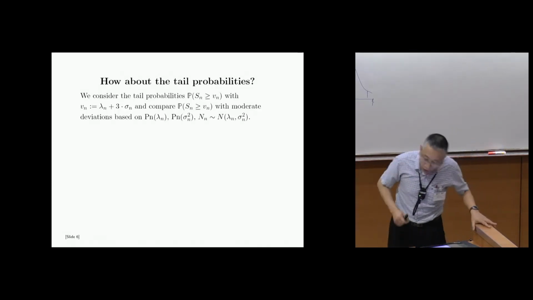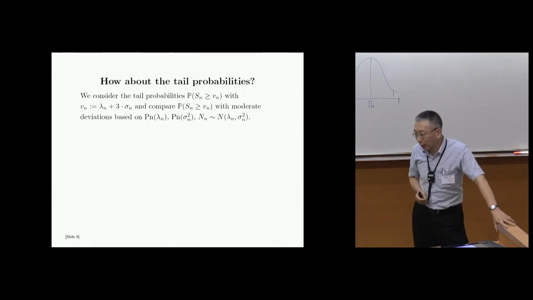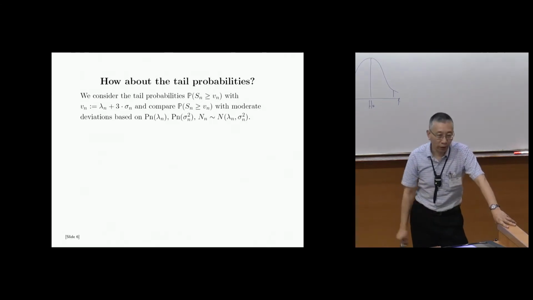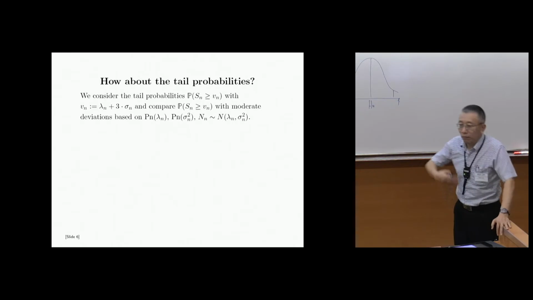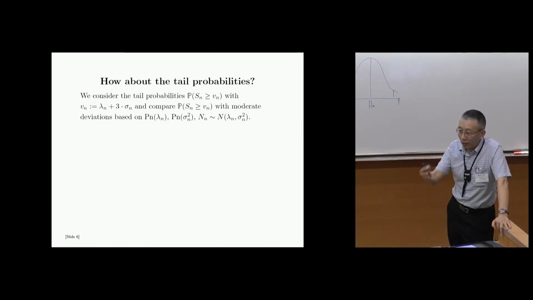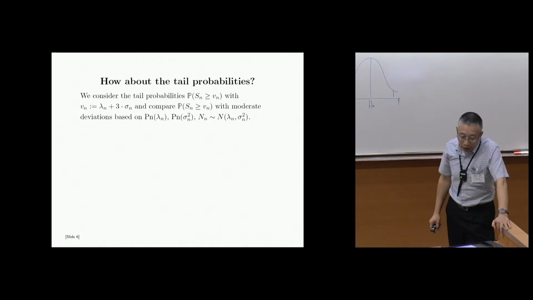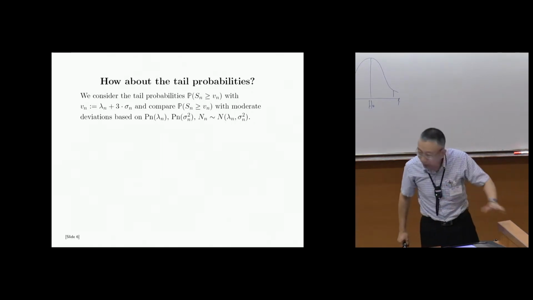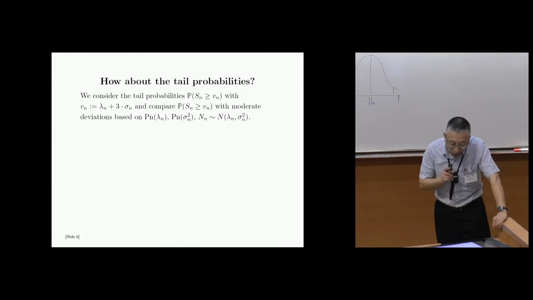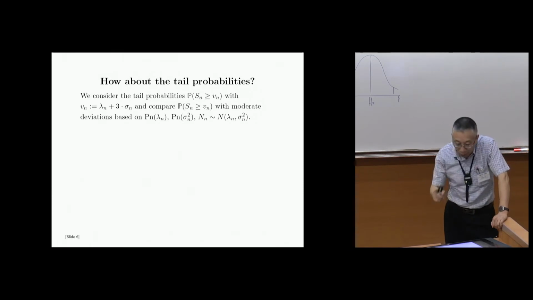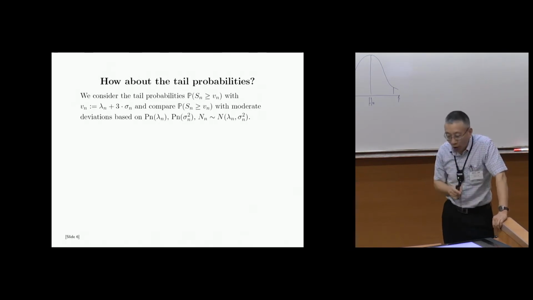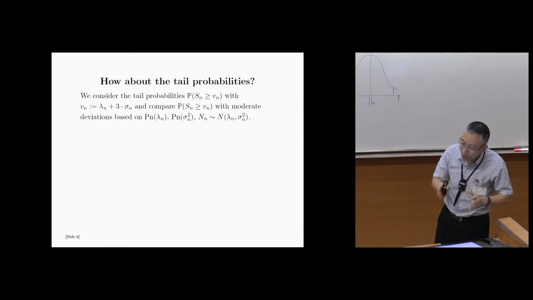Okay, so how about tail probabilities? That really puzzles me. Well, typically in statistics, we look at 3 standard deviations away, or 2 standard deviations away. And in my teaching, I never needed more than 3 standard deviations away in looking at the tail probabilities. So I pick these 3 standard deviations away and compare. We have 2 Poissons. One is based on lambda n, which is the mean of Sn, and one on the variance of Sn, and one is normal with the mean and the variance both fitting well to this.